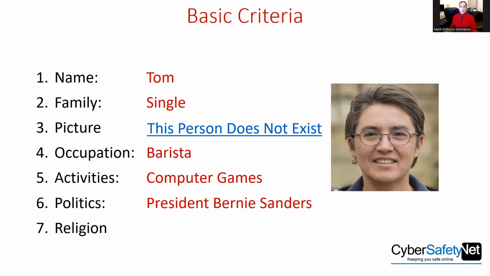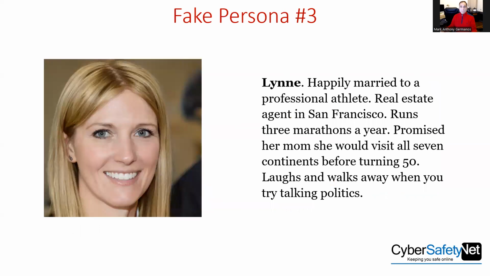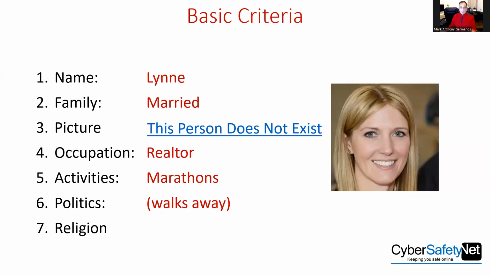Let's do our third persona, Lynn, the realtor in San Francisco. Lynn is happily married to a professional athlete. Lynn runs 3 marathons a year. Lynn promised her mom she would visit all 7 continents before turning 50. Lynn laughs and walks away when you try talking politics. Let's see what Lynn volunteered. Lynn is married. Lynn is a realtor. She runs marathons and she walks away if you try talking politics.